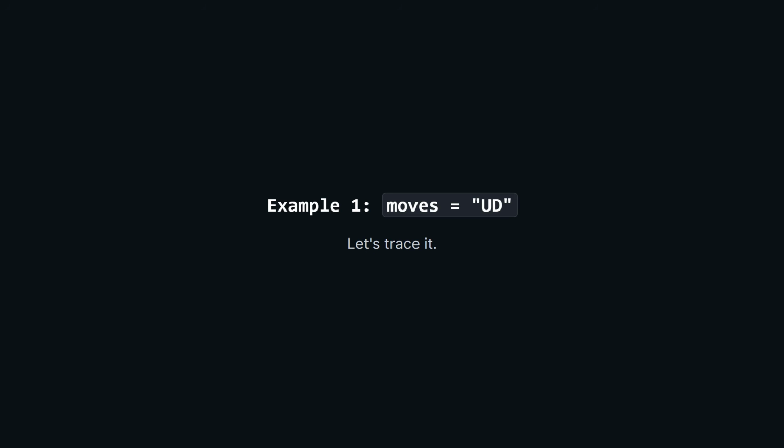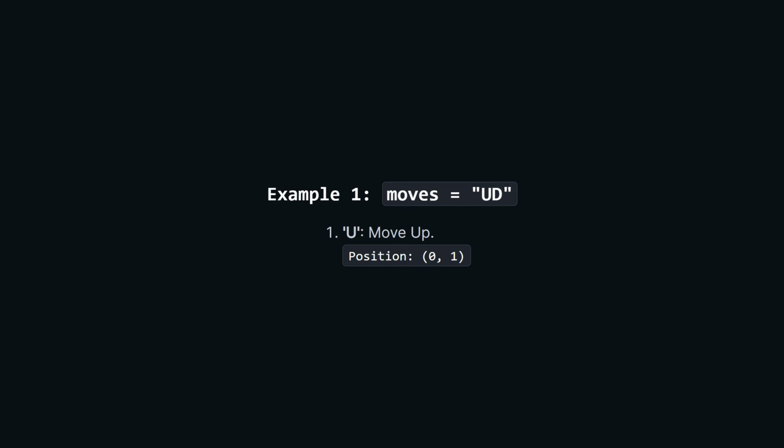Let's walk through a quick example. Say our moves are up, then down. First, the robot moves up one step. Then, it moves down one step, putting it right back at the start. Because it is back at the origin, we return true.